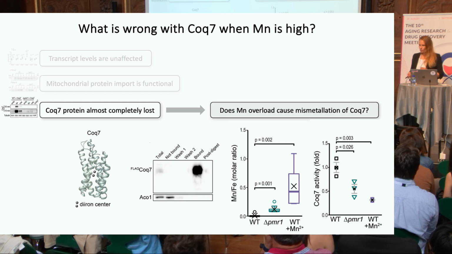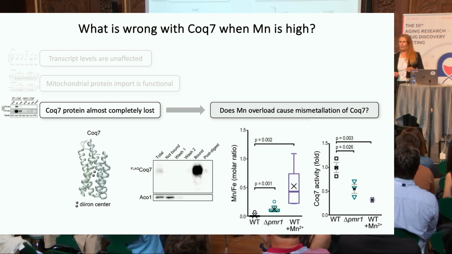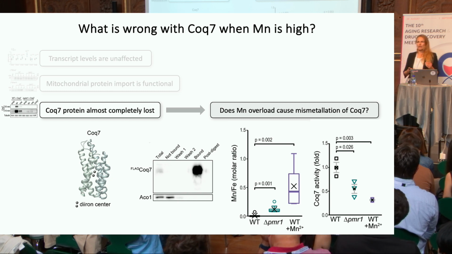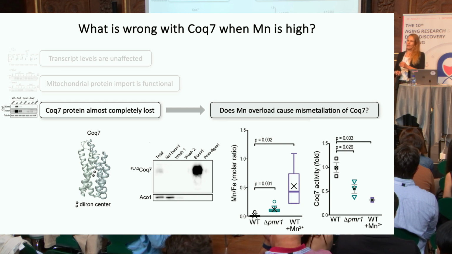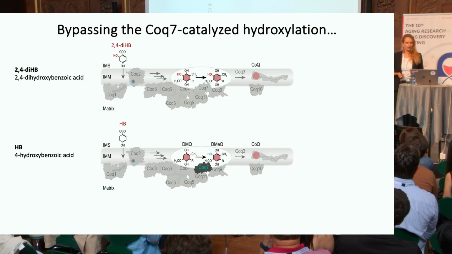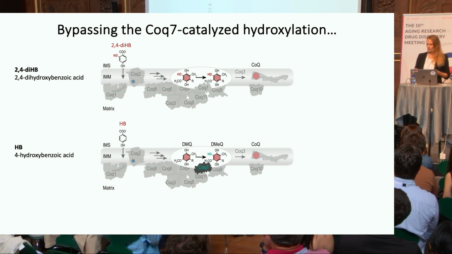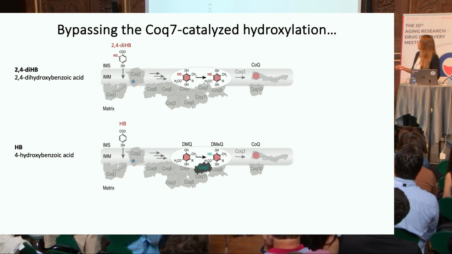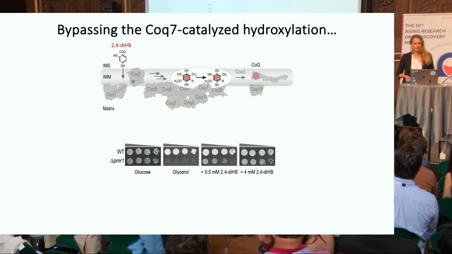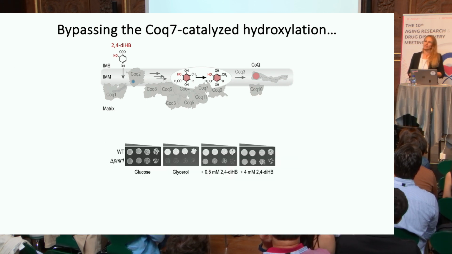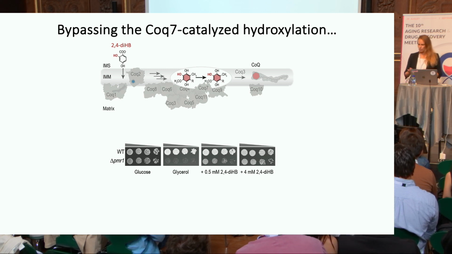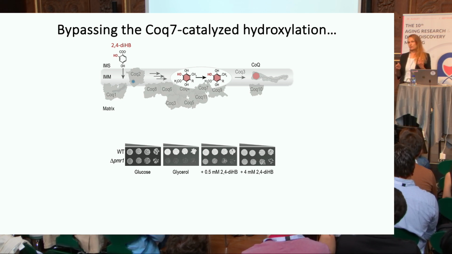So if only COX-7 is impaired during manganese toxicity, then we should be able to circumvent this when we feed with a CoQ precursor that does not require this hydroxylase activity. And we did that. So DHB is a precursor that already carries the hydroxyl group that otherwise would be added by COX-7. And indeed, when we supplement our PMR1 deletion mutant with this DHB, we were able to restore respiratory growth and thus oxidative phosphorylation.